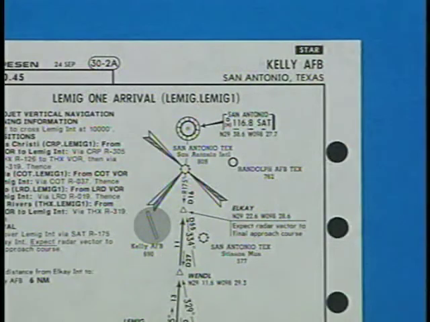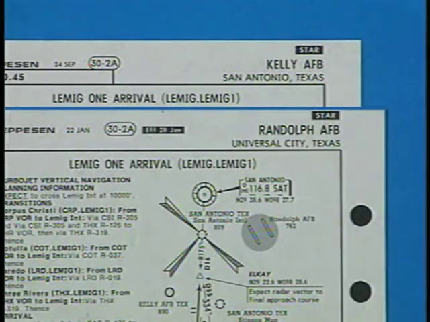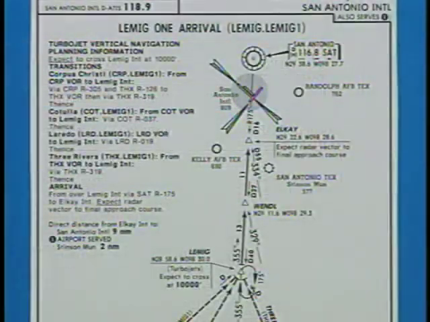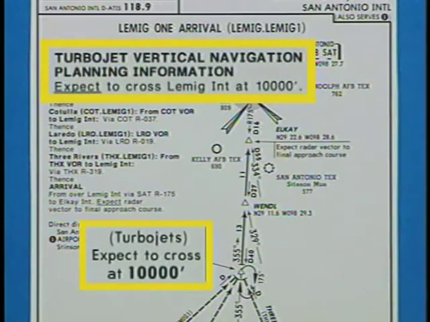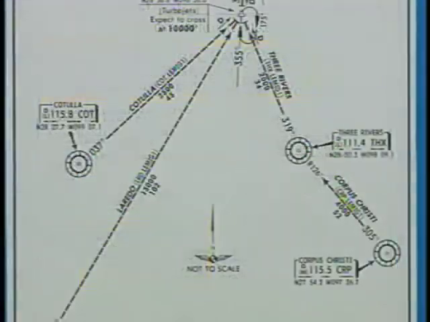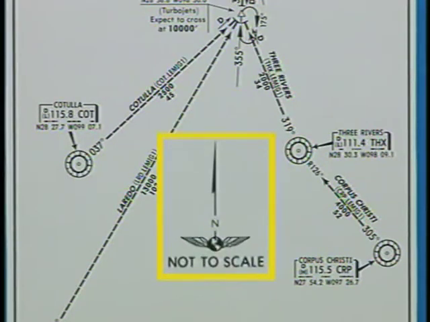Kelly Air Force Base and Randolph Air Force Base are served by other versions of this STAR that are included in military subscriptions. The LEMIG 1 arrival also contains information that will help jet pilots plan their descents. The vertical navigation planning section on some STARs may contain several altitude step-down fixes. Because of the large geographic area covered by standard terminal arrival routes, many of these charts are not drawn to scale.